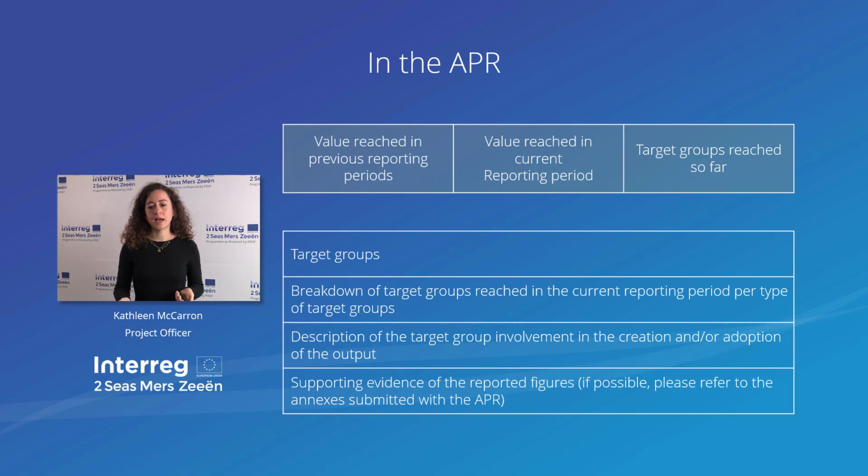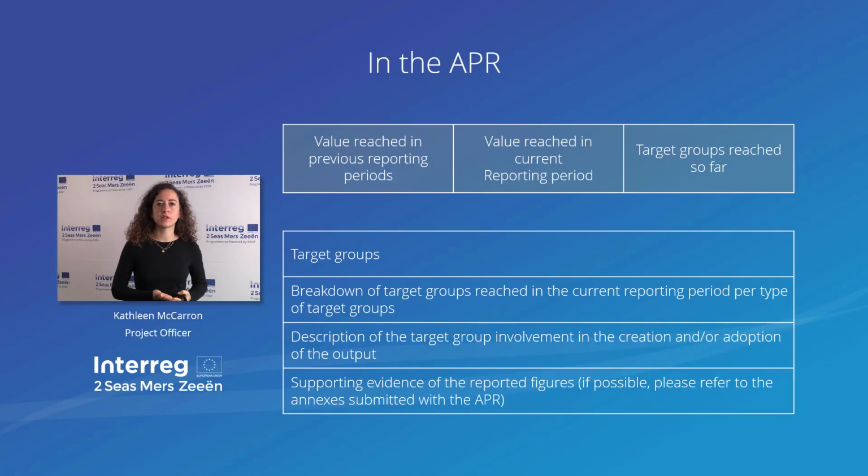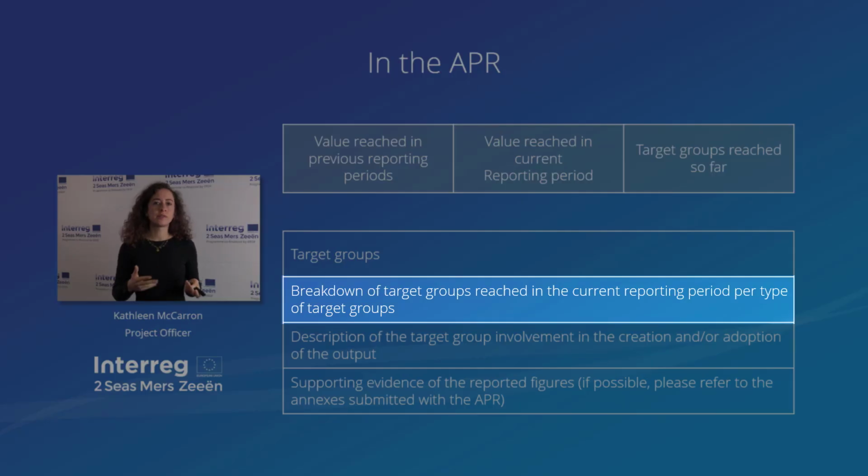You then have different sections to fill in the target group, meaning what's the overall types of stakeholders that have been reached. Again, you should refer to the information provided in your application form because you did mention different types of stakeholders that you were aiming to involve or to communicate to. So you should go back to your application form.